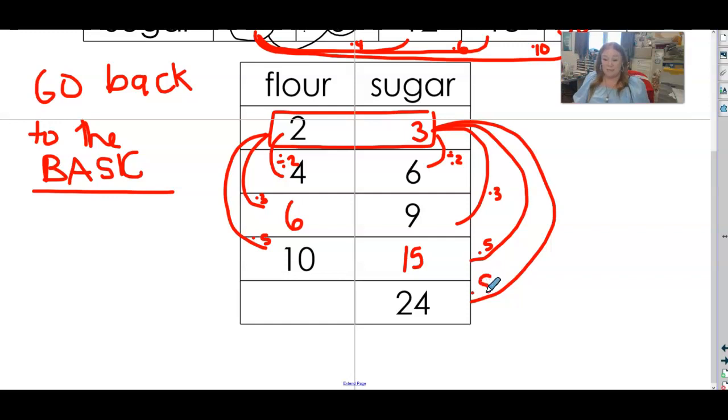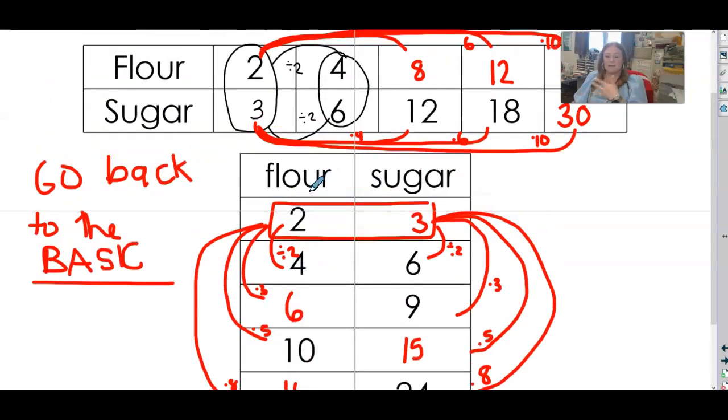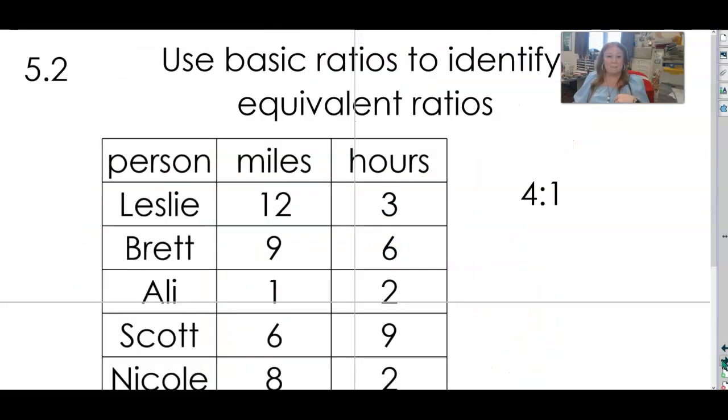So times 8. I'm going to do 2 times 8 here, which is 16. So all of these equal 2/3. They're equivalent to each other, and 2/3 is our basic ratio. Always go back to the basics. Okay, we're going to use a basic ratio to identify an equivalent ratio.